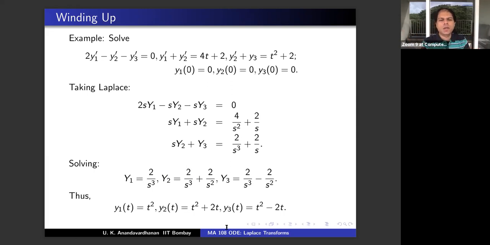System of equations you are able to solve. Now you can go back and check. t square plus 2t and t square minus 2t satisfy all these conditions and satisfy all these equations simultaneously. Such a powerful method. We never had system of equations in this course till today, the penultimate class. But there's no difficulty at all. It is just solving linear equations and then the theory of Laplace transforms.